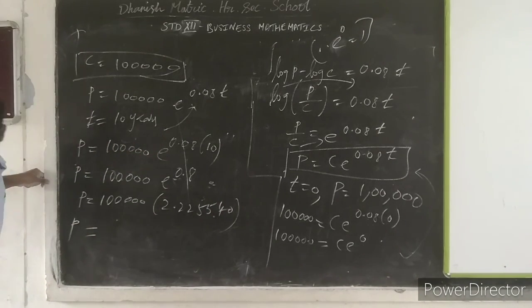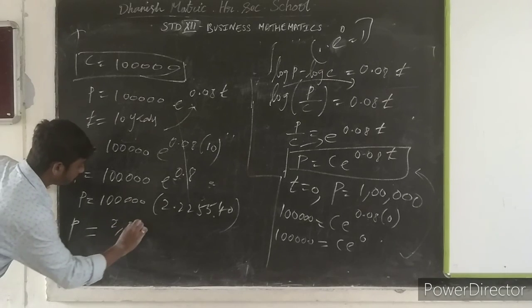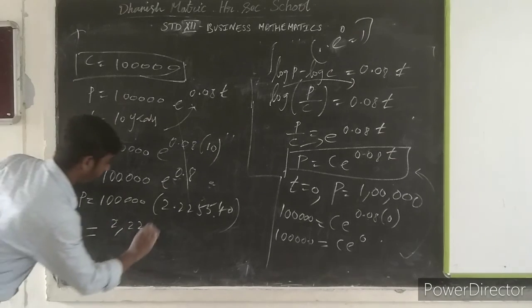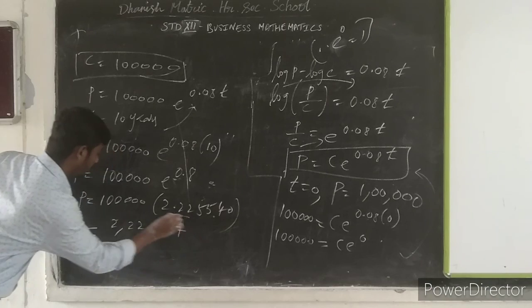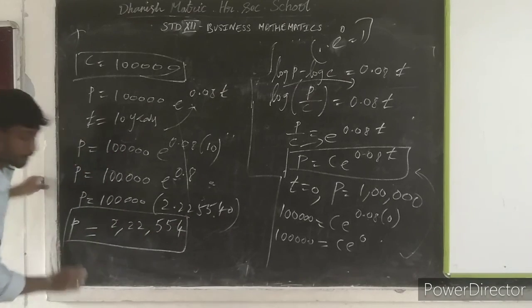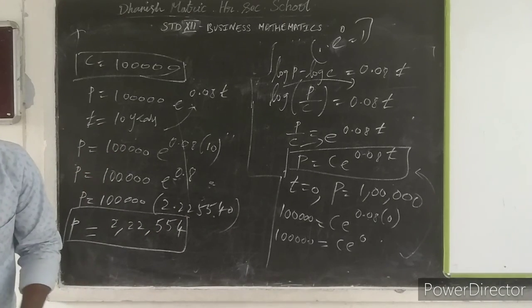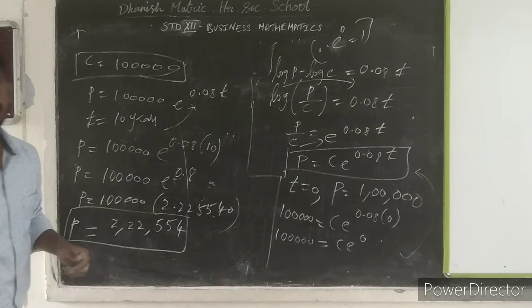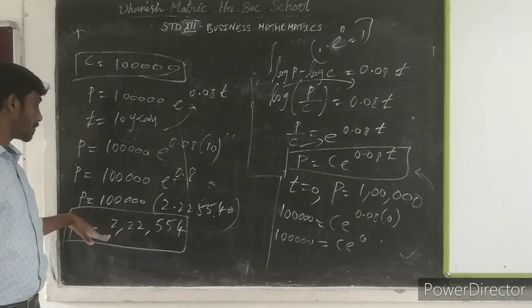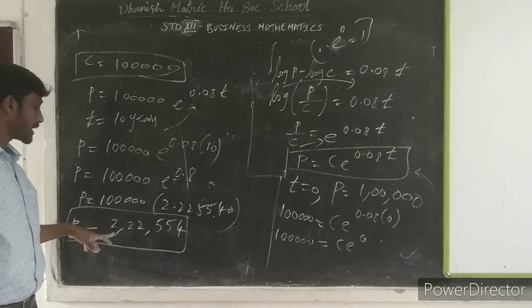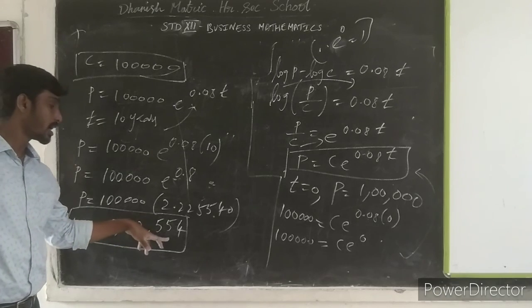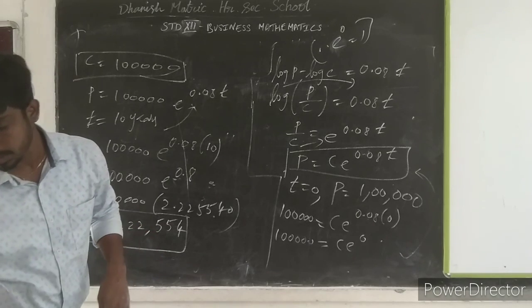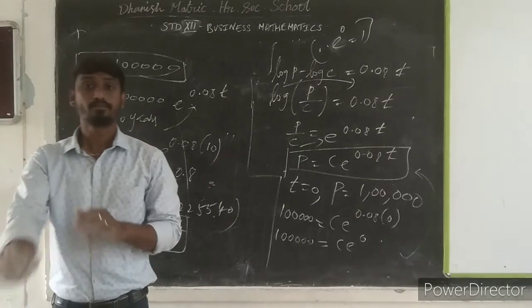Now multiply this by 1 lakh. You are getting the value 222554. The man will get after 10 years P equal to 2,22,554 rupees.